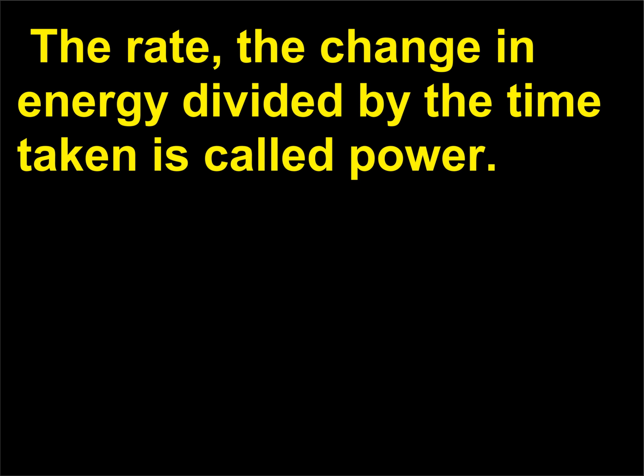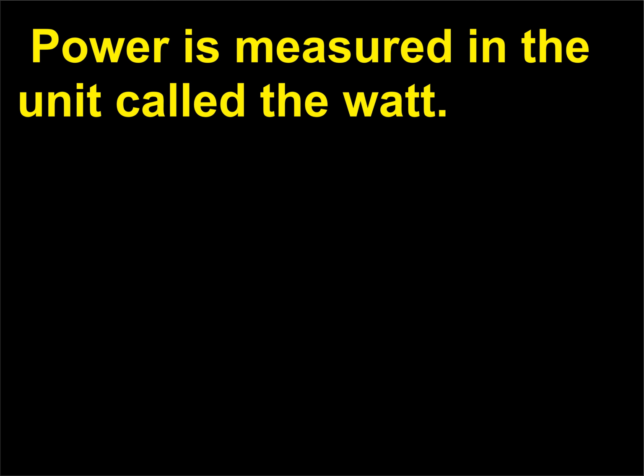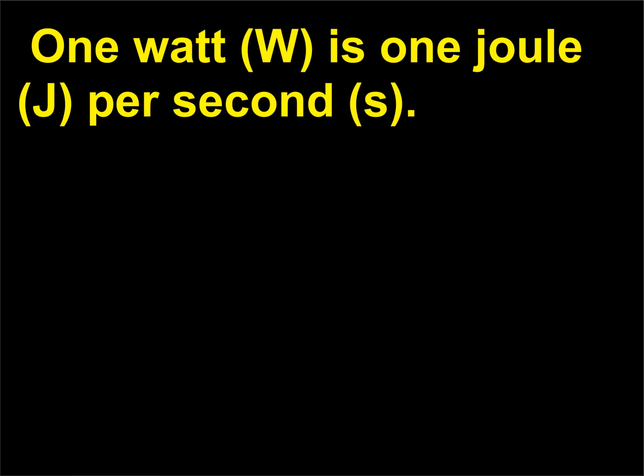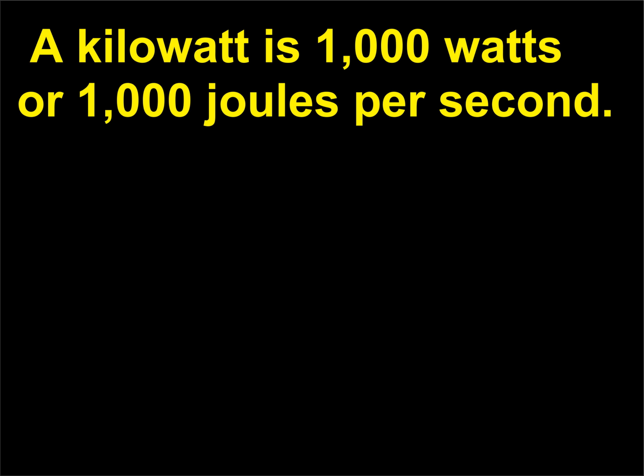The difference is the rate at which the energy has changed. The rate, the change in energy divided by the time taken, is called power. Power is measured in the unit called the watt. 1 watt, W, is 1 joule, J, per second, s. A kilowatt is 1000 watts or 1000 joules per second.